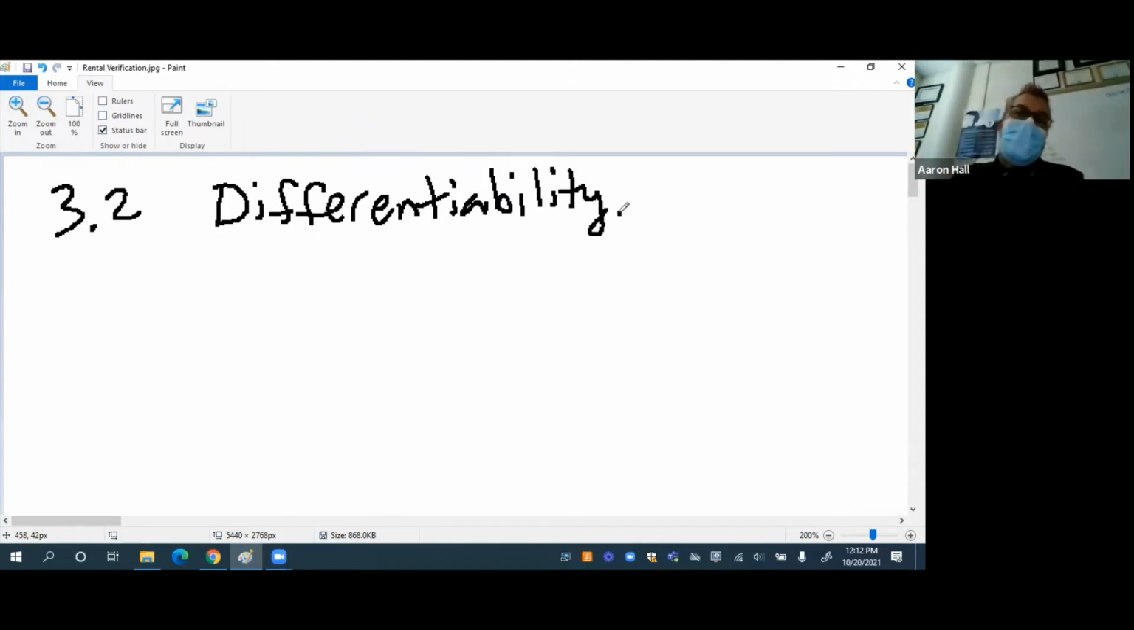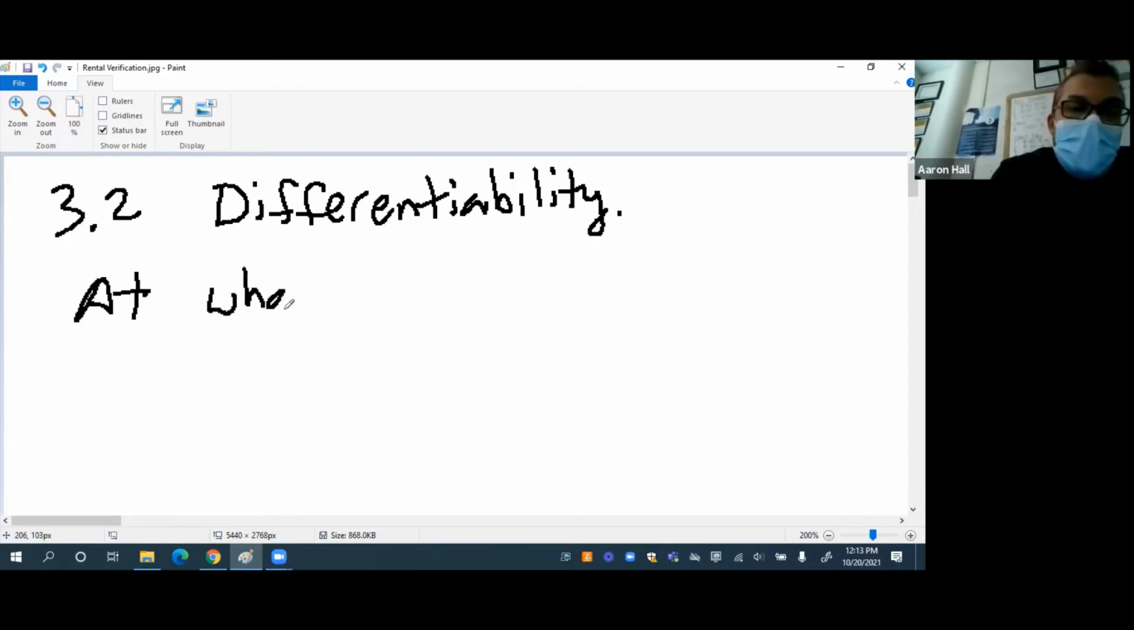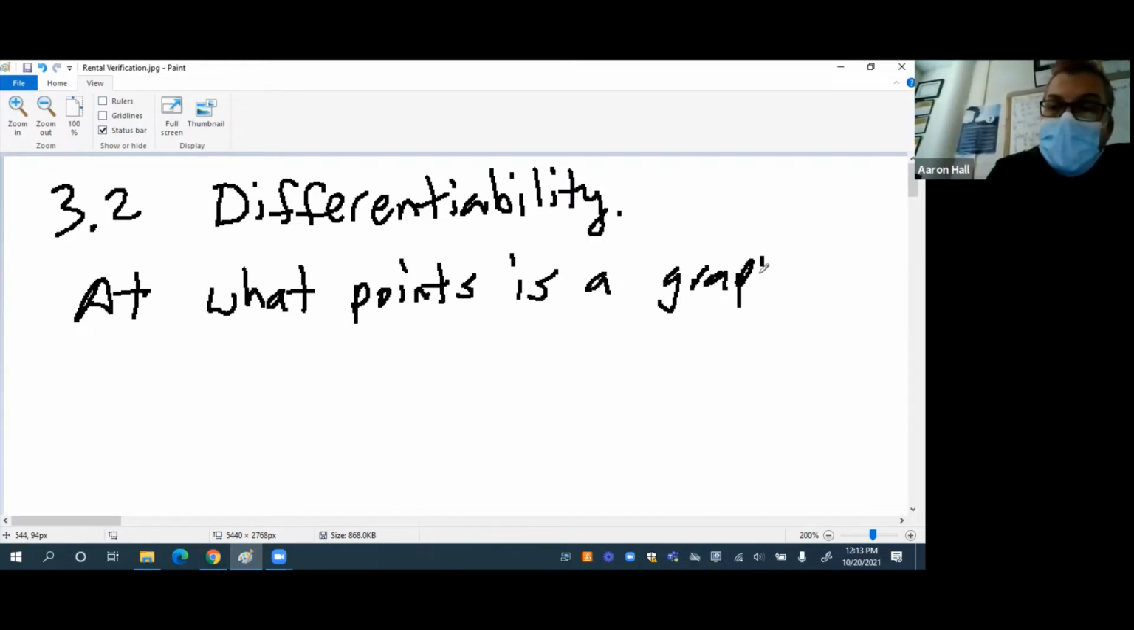Now, last time in class, I talked about 4 different points that are not differentiable. And so I do want to review that. These are important concepts that we do need to remember. So at what points is a graph not differentiable? What does differentiable mean?